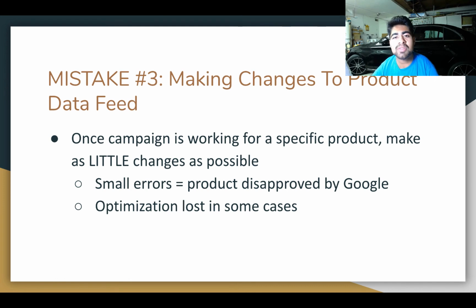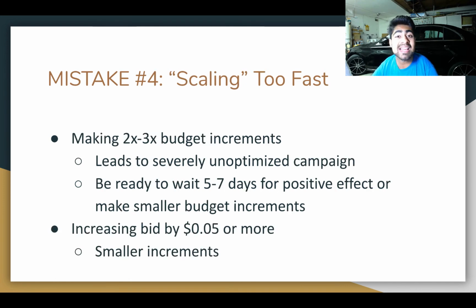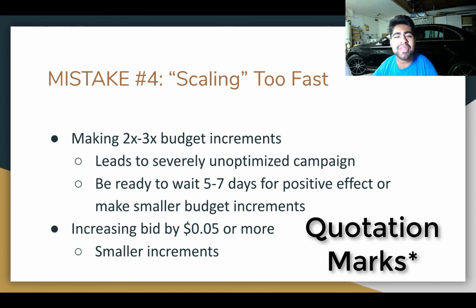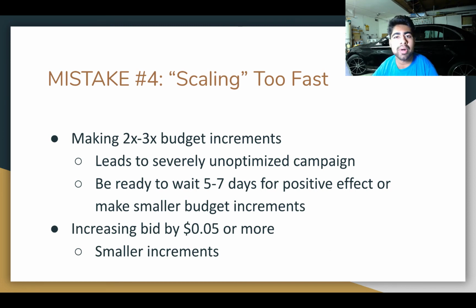But moving on to mistake number 4, and that is scaling too fast. Now I put the word scaling in parentheses because you can't really scale when it comes to Google Ads. I mean, you can't really force more people to search your keywords for your winning products. Your ads will only get shown to those people actually searching for it. But if your campaign is reaching its assigned budget every single day, then it may be time to increase the budget and scale it in that sense.